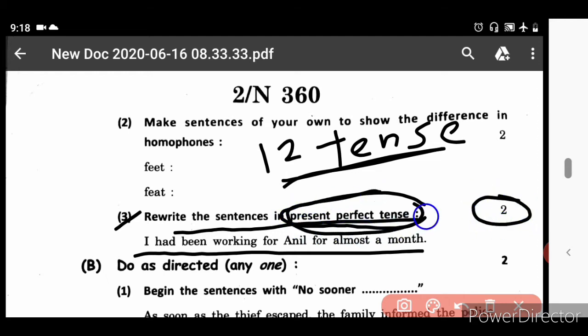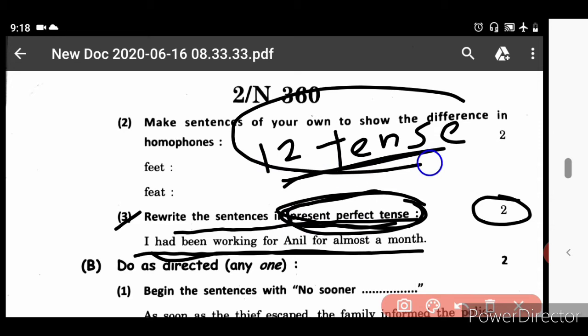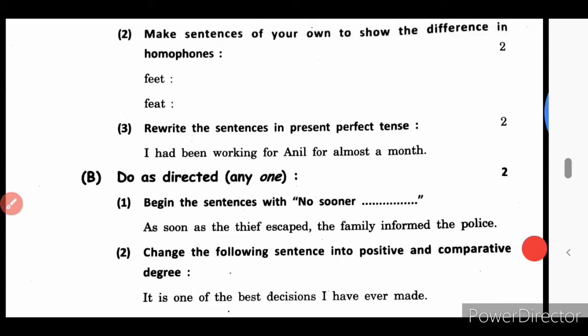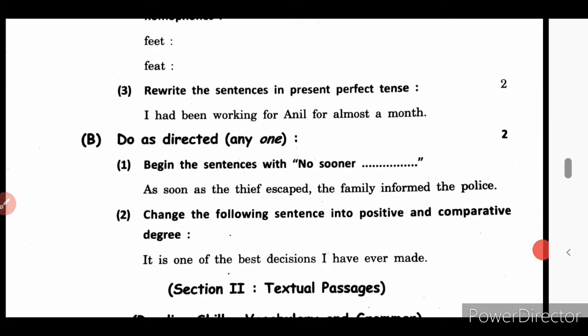Don't miss the chance to get 2 marks. Only learn present perfect tense. Only learn 12 types of tenses. Here I am telling some important topics. Note them down in your notebook, focus on them and study them.